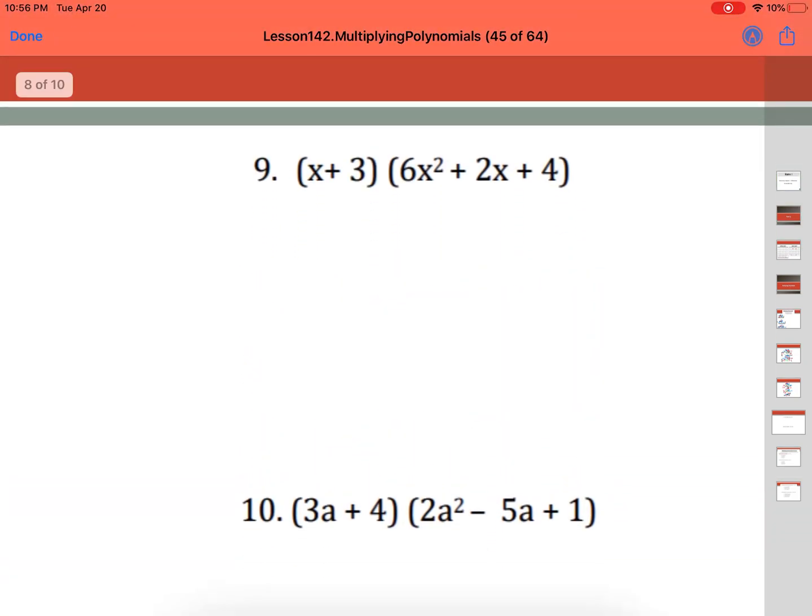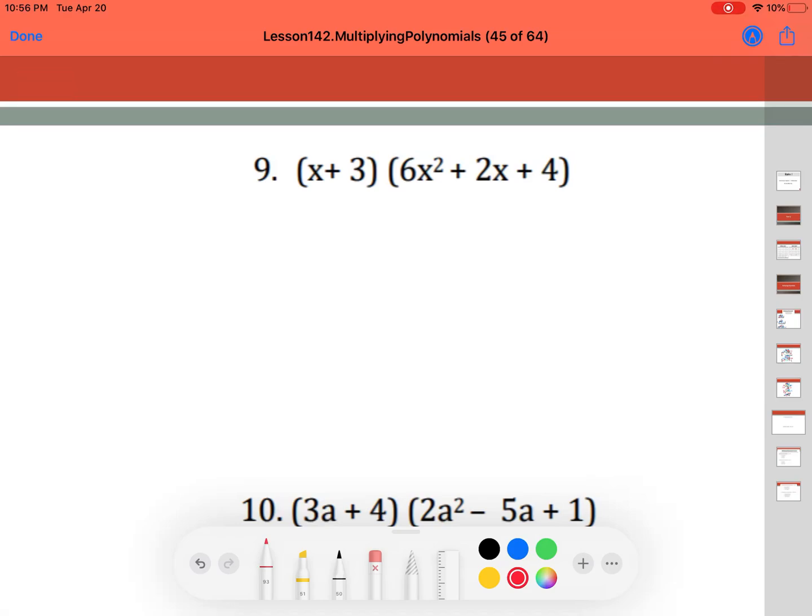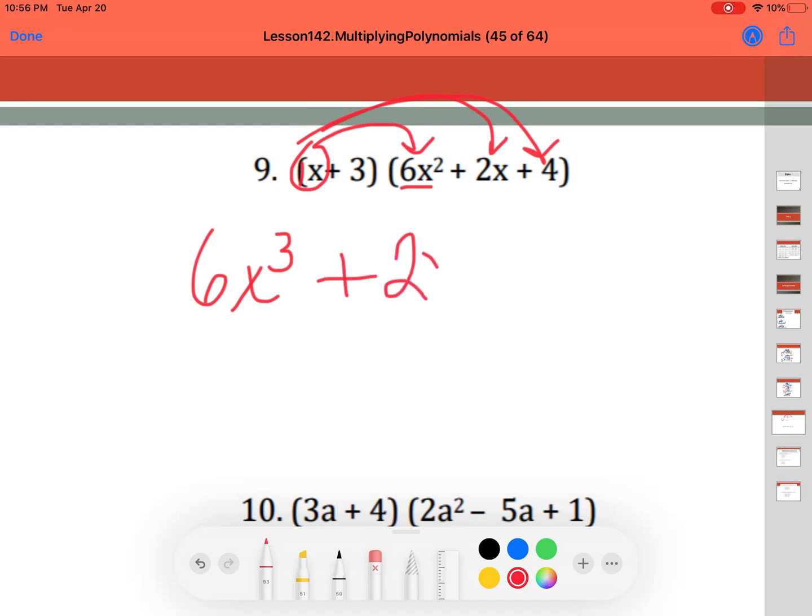Okay, a couple more. The last two are the same thing, just a little bit bigger. So I'll do 9 with you, and then you can try number 10. So in number 9, same thing. I'm going to take this x, and I'm going to send it to every term. A 1x and a 6x squared. 1 times 6 is 6. An x here, 2 x's here, makes x cubed. A 1x times a 2x is a positive 2x squared. This has an x. This has an x. That's why it's x squared. A 1x times a 4 is a positive 4x.